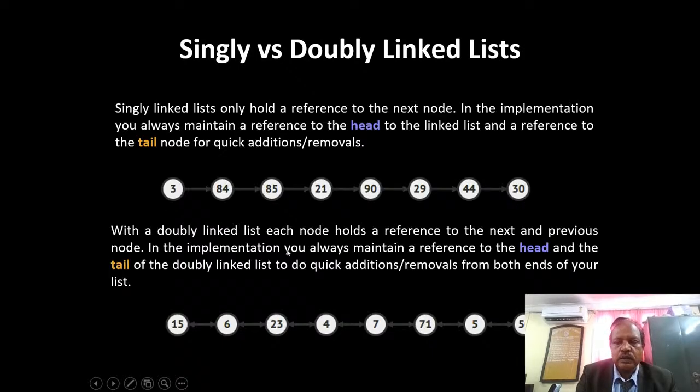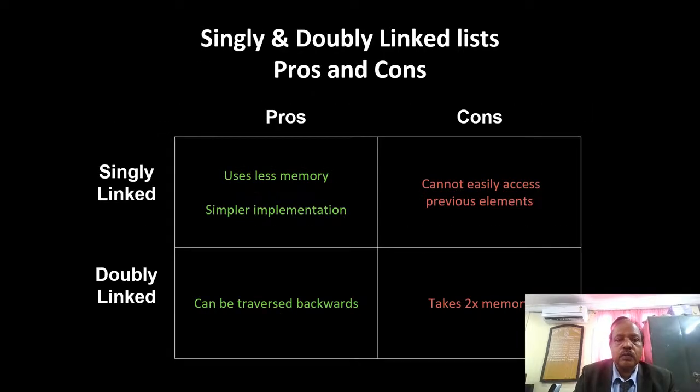While you are going for the doubly linked list, you can see there is an arrow to both sides. That means 15 points to 6, and 6 also points to 15. Like that, both sides it will be there. And the doubly linked list is to do quick additions and removals from both the ends. Okay, that is the advantage of doubly over the singly linked list.